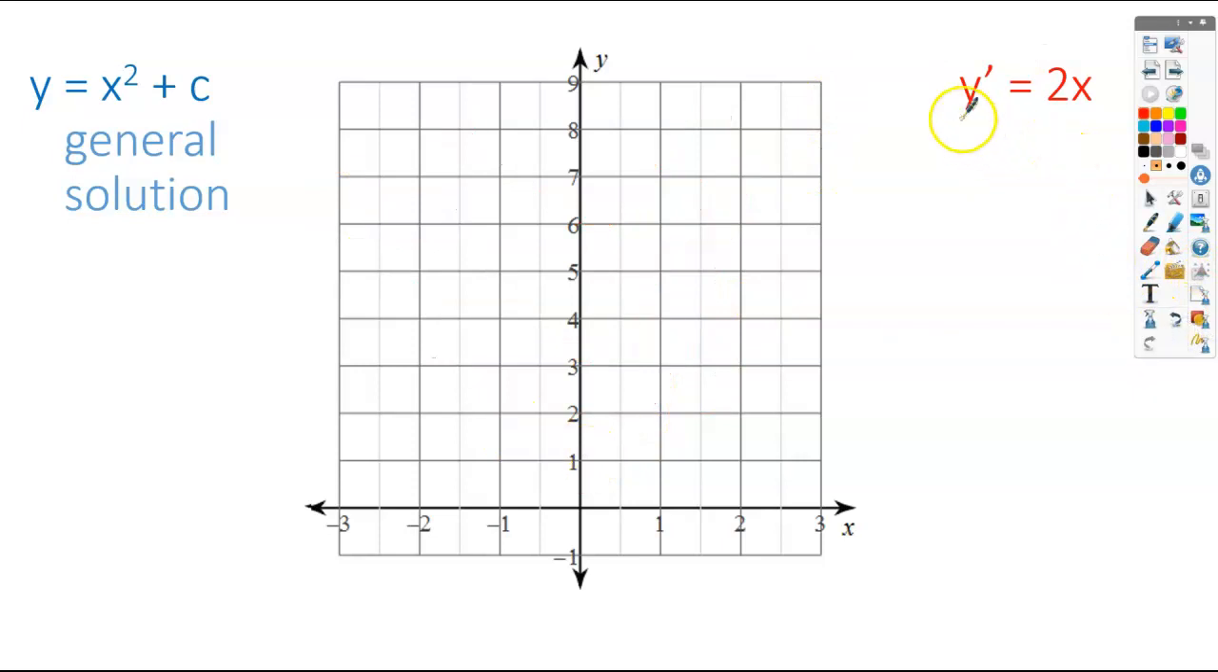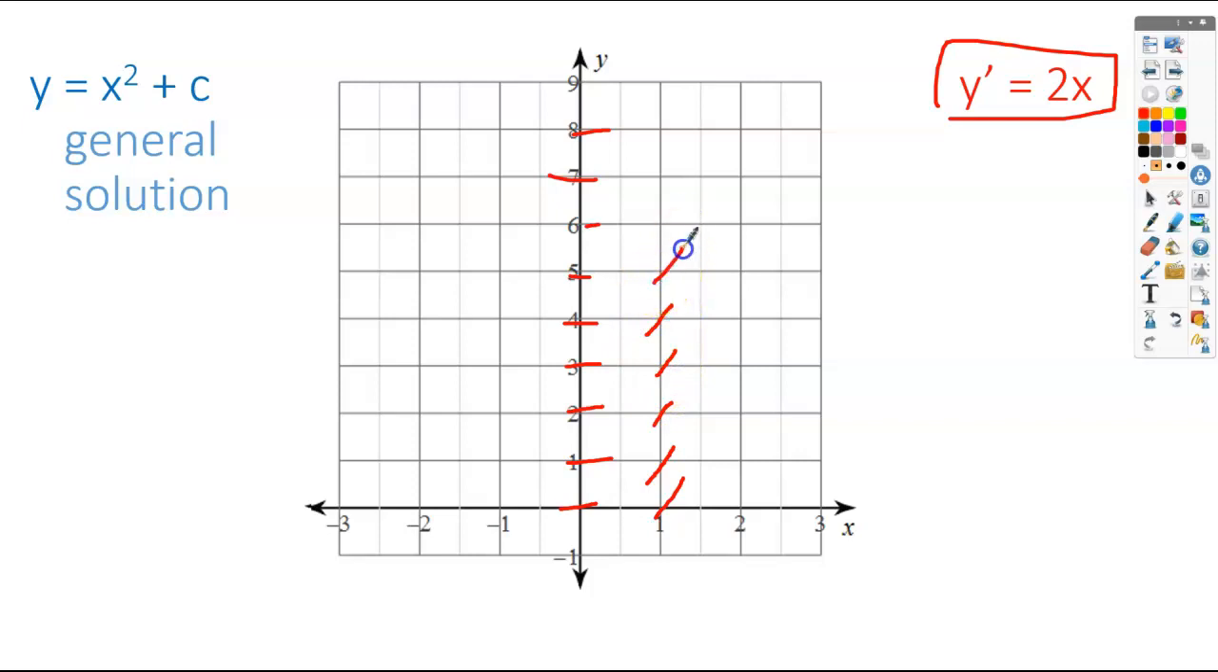So, as I mentioned before, when all you know is the derivative, then all we know is that at x equals 0, the slope is 0. But there's a lot of places where x equals 0, so there's a lot of places where the slope equals 0. And in the same way, we know that at x equals 1, the slope is 2. But there's a lot of places on this graph where the slope would be 2.